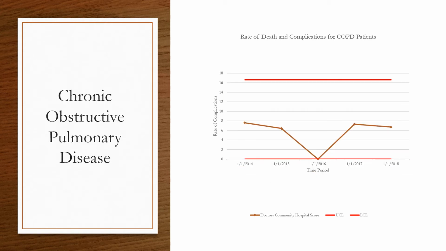The second performance indicator was comparing Doctors Community Hospital performance for rate of complications and death for COPD, also known as chronic obstructive pulmonary disease, patients with its competitors. This chart shows that Doctors Community Hospital performance was within expected rates of its competitors once again. As you can see, the observed values for Doctors Community Hospital score was within the expected values and did not exceed the upper control limit or exceed the lower control limit.